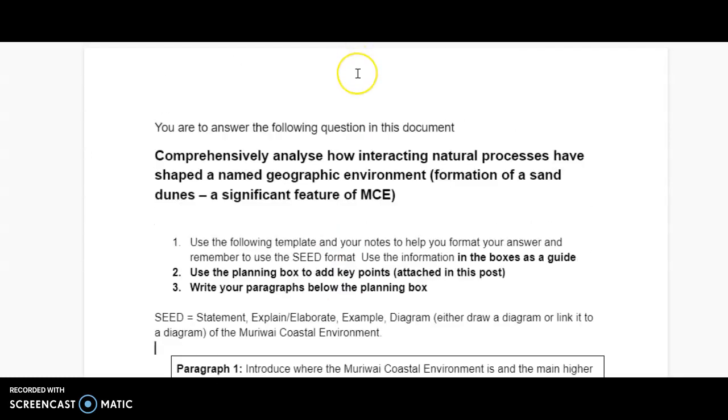Today, we're going to take that information and apply it to an actual question that has come from NCEA. And this is potentially a question that could come up again, who knows? So you are going to write this essay using our SEED format, which is statement, explain or elaborate, give the example, and refer to the diagram. So in this case, that is going to be your map of the coastal environment.